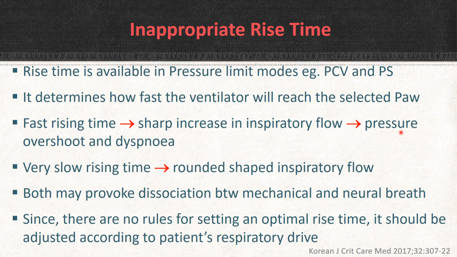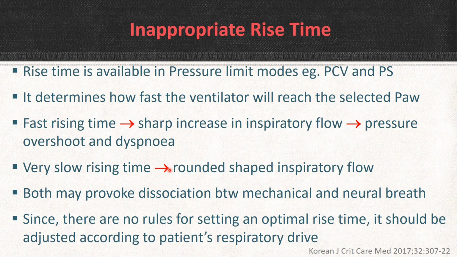Then there is the inappropriate rise time. Rise time is available in pressure limit modes like pressure control ventilation or pressure support mode. It determines how fast the ventilator will reach the selected peak airway pressure. If the rise time is too fast, there will be a sharp increase in inspiratory flow and pressure overshoot, and the patient may feel dyspnea.